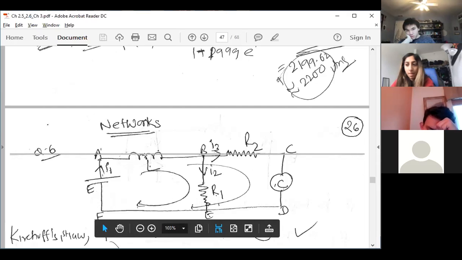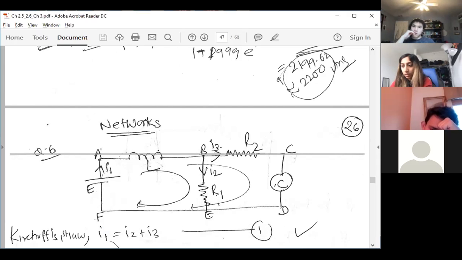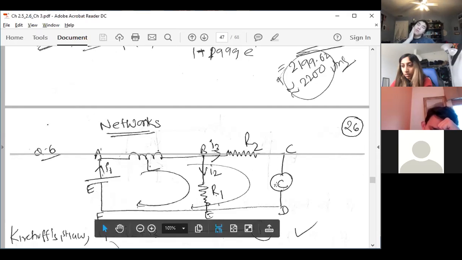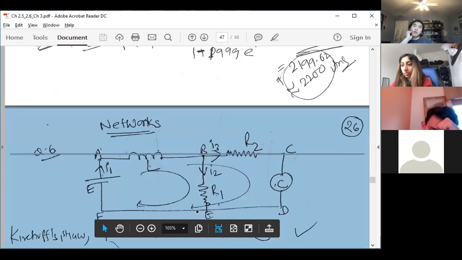Here I1, L goes like this, goes like this, goes like this, and goes like this. That is my first loop. My second loop goes like this, goes over here, current I3 passes through resistance R2 and capacitor C, goes like this, and like this, and goes to the battery.